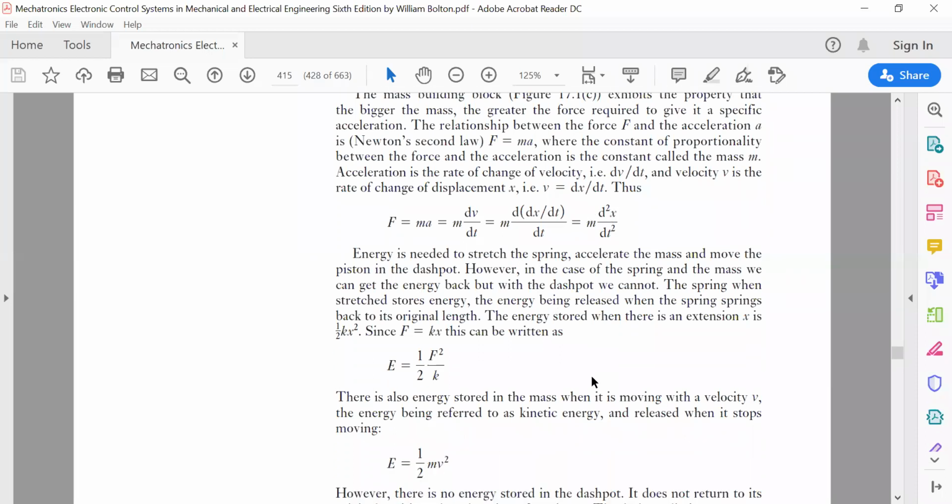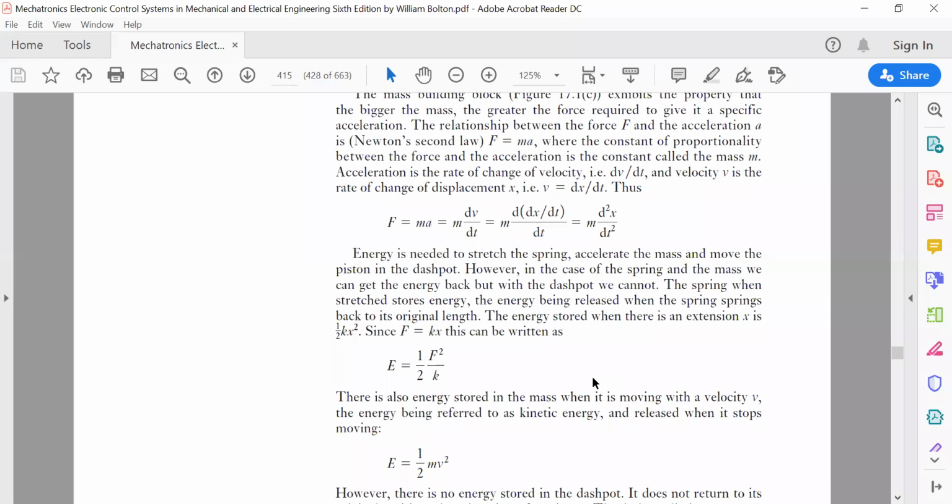Now we are talking about the energy stored. Whenever we stretch a spring, accelerate a mass, or move a piston in the dashpot, we need energy. However, in the case of the spring and mass, we can get the energy back, but with the dashpot, we cannot get that energy back.